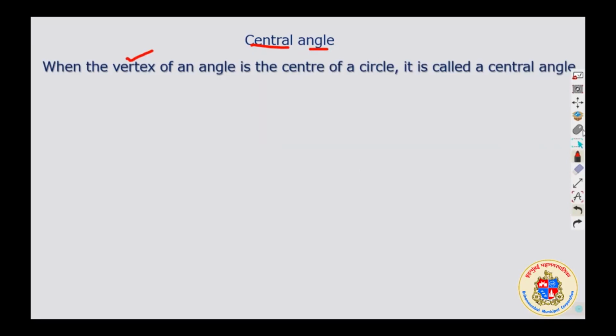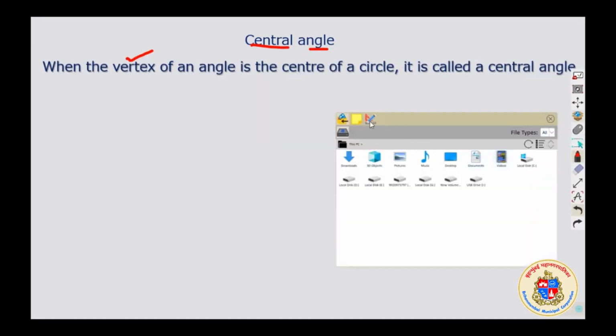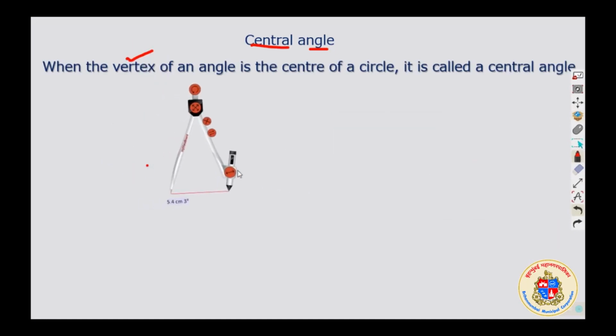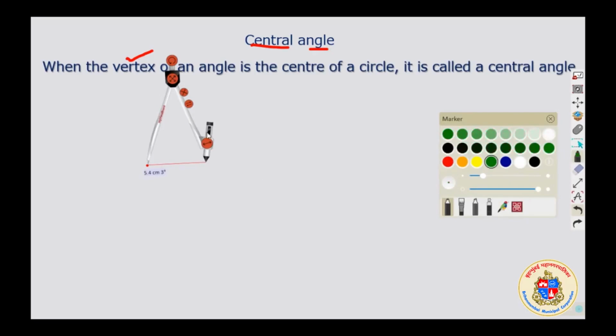Now circle and angle together at one place. Then we can explain central angle. For that again I need a circle. Compass is the main instrument here. I am going to draw a circle here with this center. Okay, this is my circle.